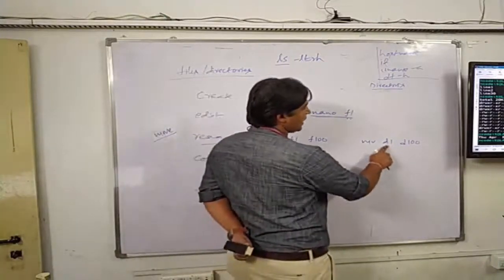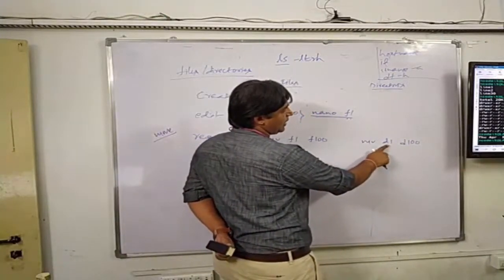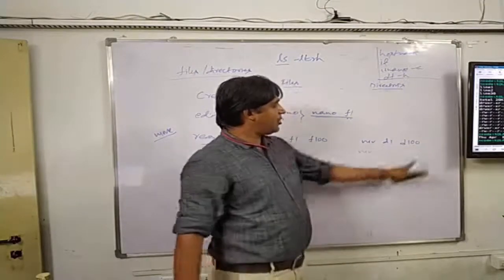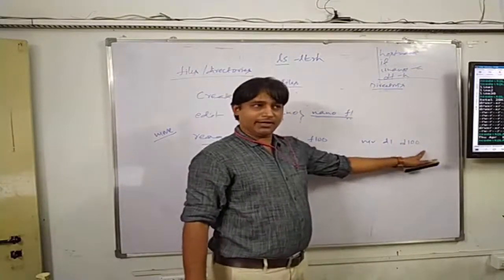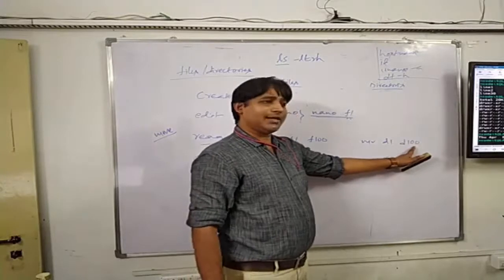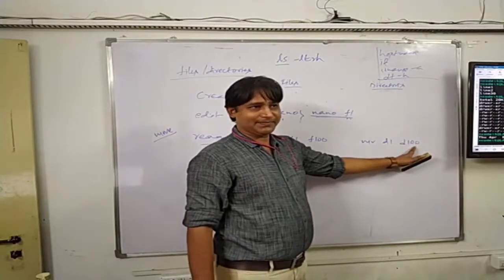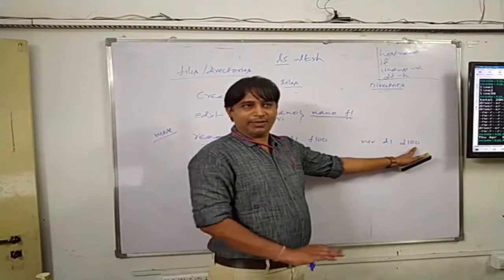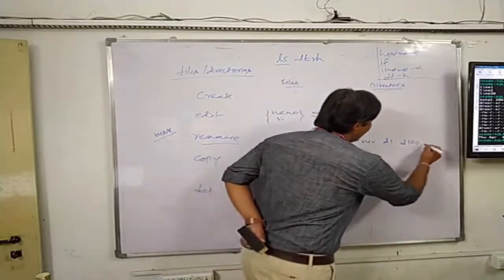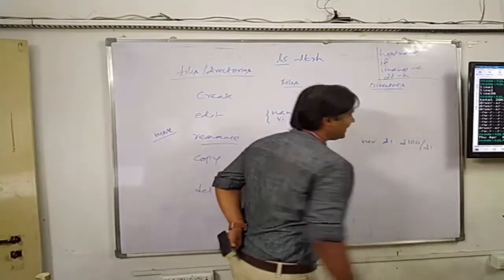This one has a slight variation. If D100 is not there, D1 will be renamed. Let's say there exists a D100 directory already. The D100 directory is already present. In that case, this move command will move D1 inside D100.